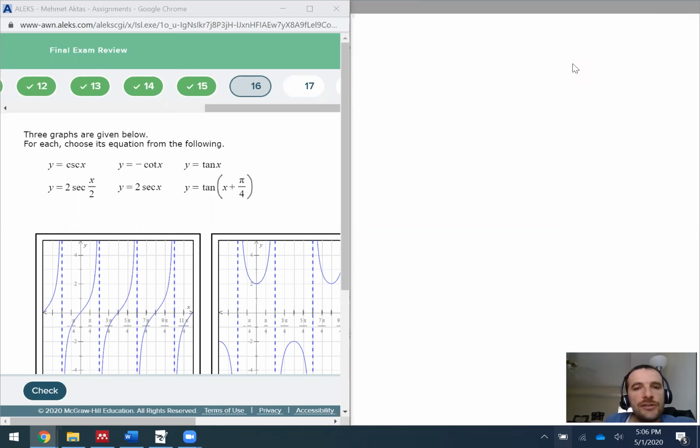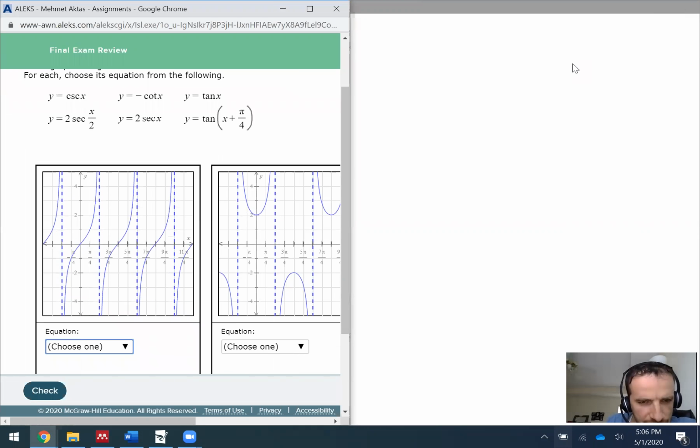Okay, question 16. 3 graphs are given below. For each, choose its equation from the following. Alright, let's look at the first graph. This is the first graph. If you look at the shape of it, it looks like the tangent x, right?